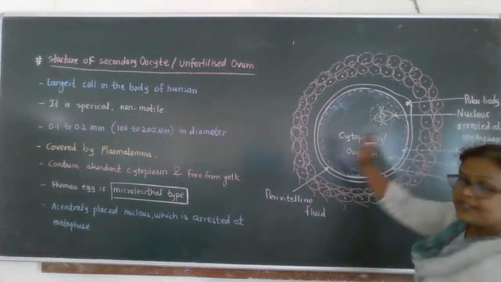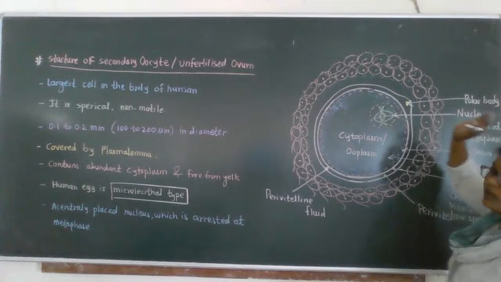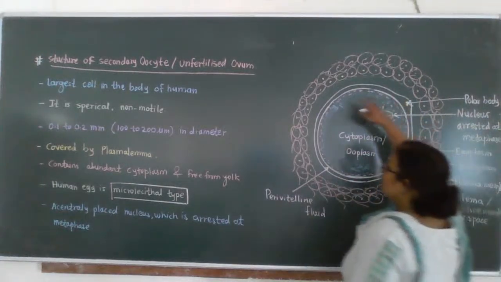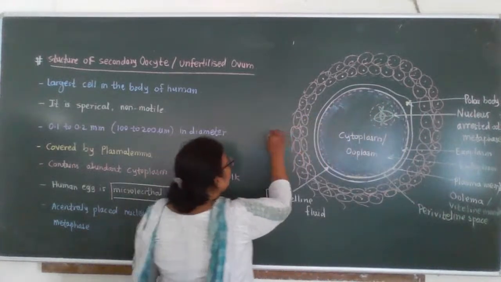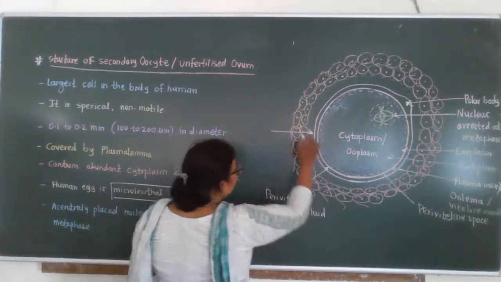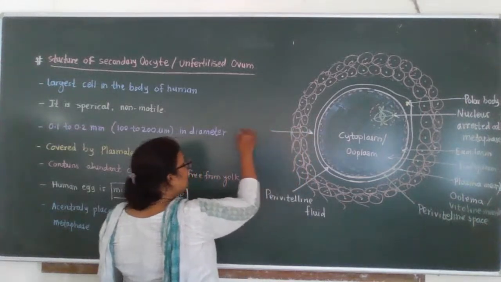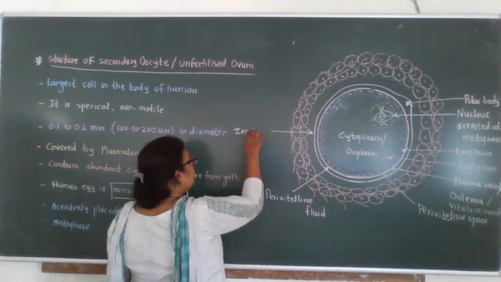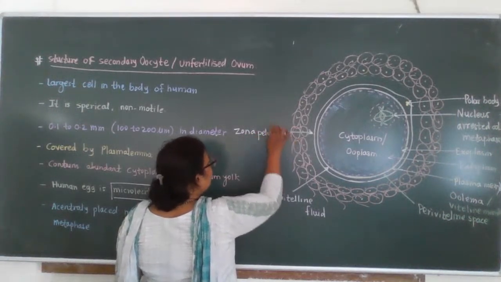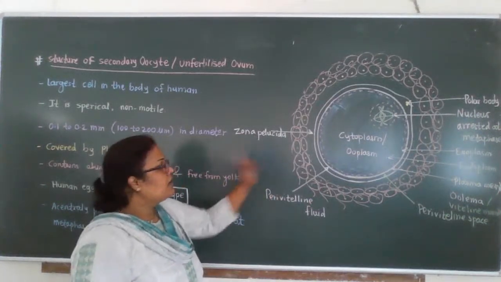When the primary oocyte gets converted into the secondary oocyte, at that time this polar body gets formed in the Graafian follicle. Then this vitelline membrane is covered by a non-cellular membrane, which is made up of glycoproteins, called the zona pellucida. This zona pellucida layer is non-cellular and transparent.